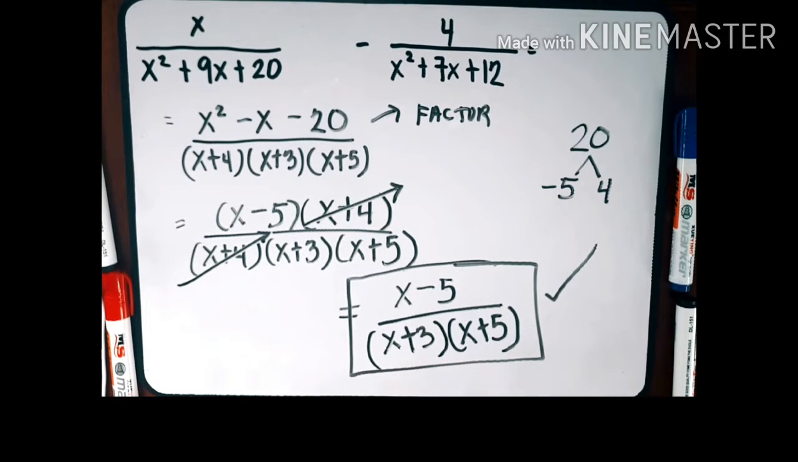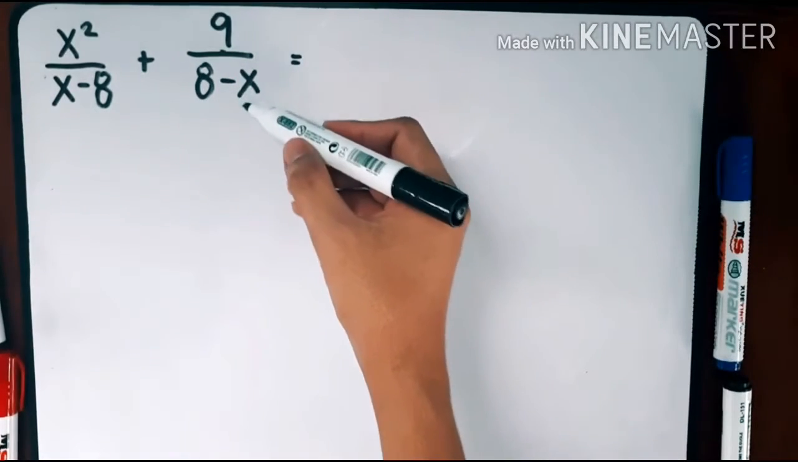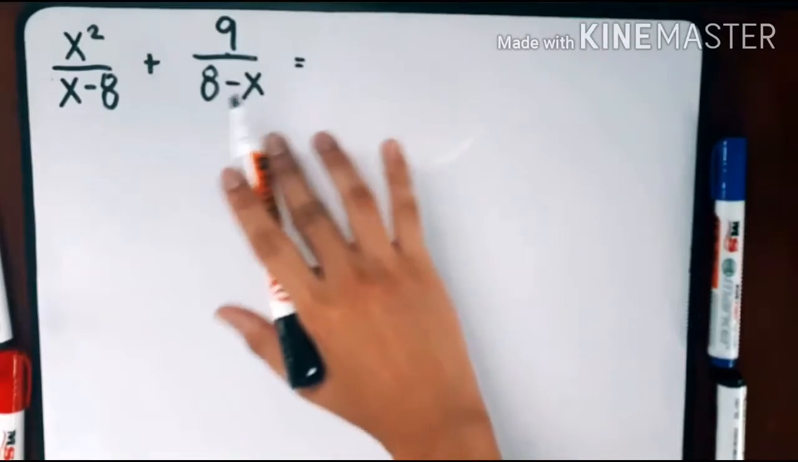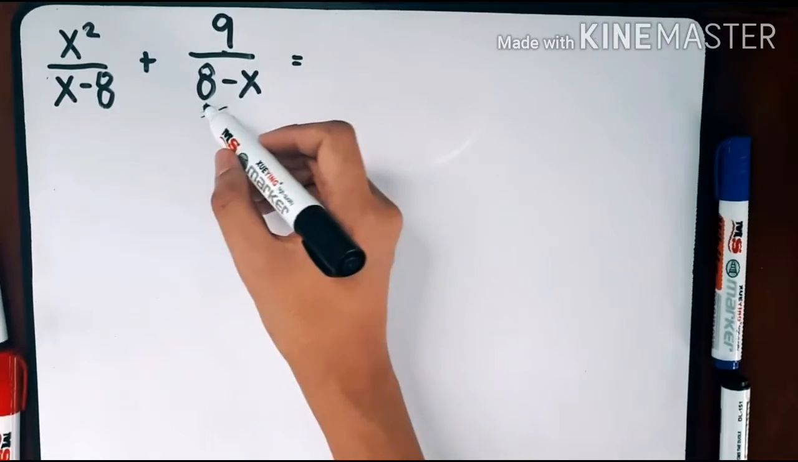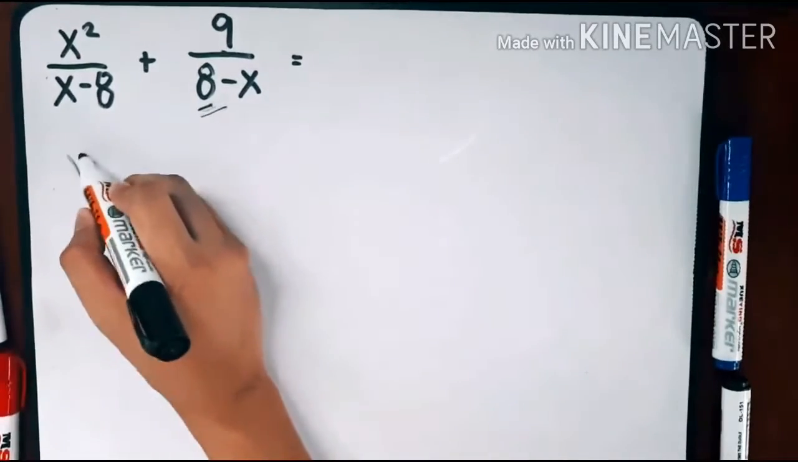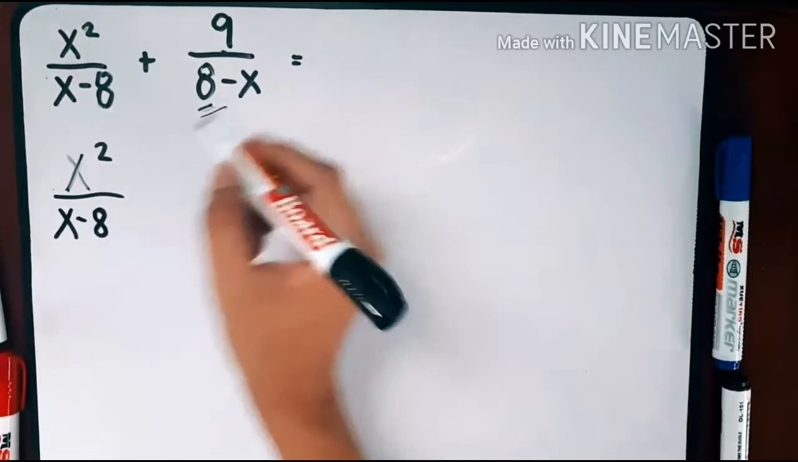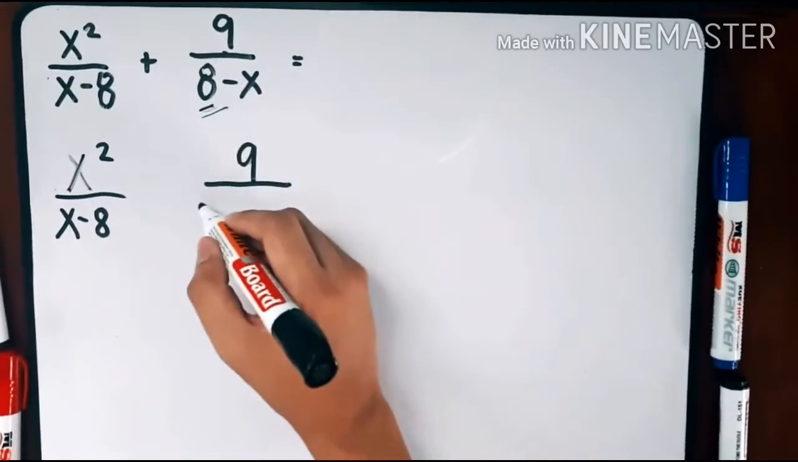Next is x squared over x minus 8 plus 9 over 8 minus x. Una, wala muna tayong i-multiply or i-divide agad. Kunin muna natin, factor out muna natin tong 8 minus x by negative 1. So, x squared over x minus 8 and yung 9 over, factor out natin by negative 1.